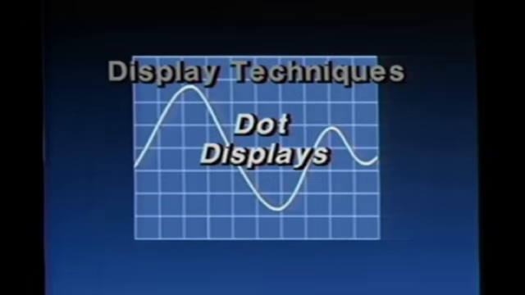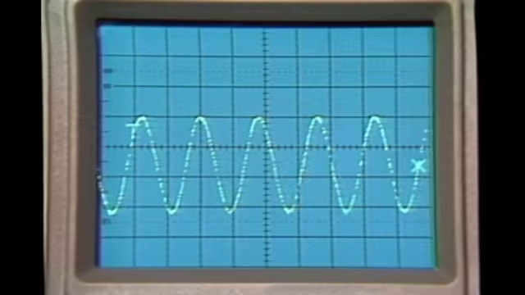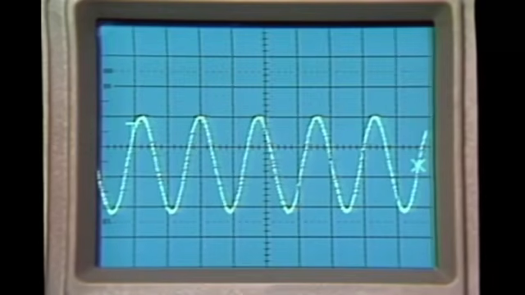The dot display method uses dots to represent sample points in reconstructing the wave shape. Dots are useful as long as you have a sufficient number of sample points. For instance, these few points provide little pattern indication. But when we add more dots, the wave shape becomes more apparent. Generally, 20 to 25 dots or samples per cycle are required to provide a good display.